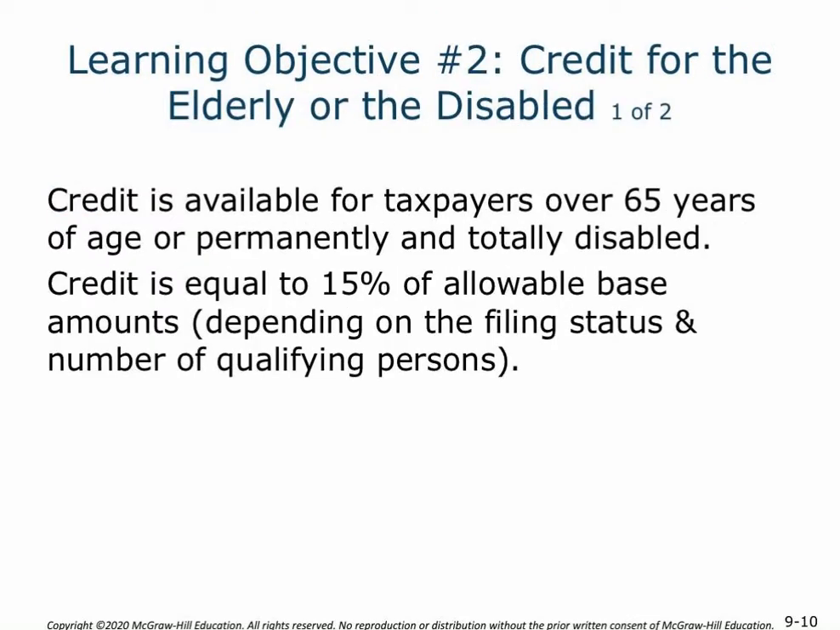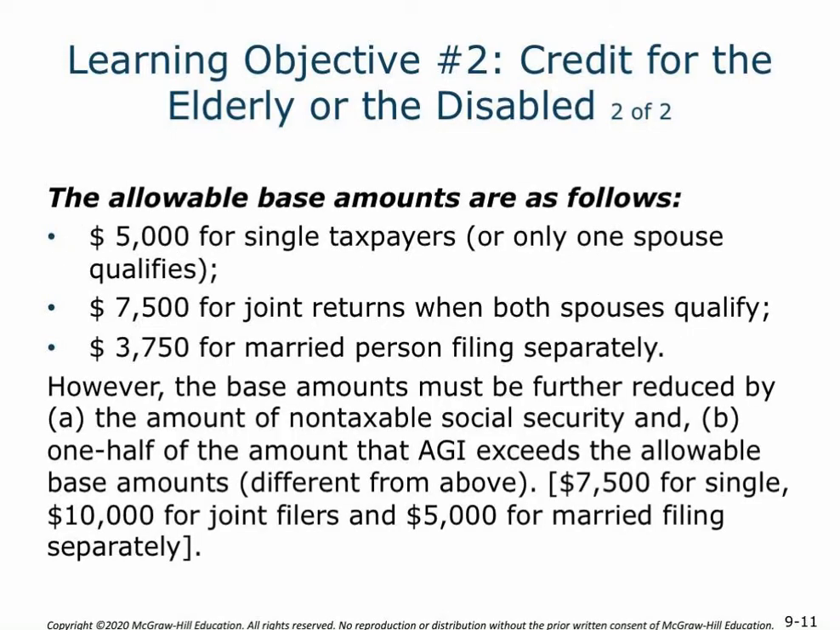Learning objective 2. Credit for the elderly or the disabled. So there's a credit that's going to be available for taxpayers over 65 or those permanently and totally disabled, which is going to be calculated by taking 15% times an allowable base. And we'll take a look at how you do that calculation, but it's important to set out that this credit's not going to be something that's fairly prolific, and part of the reason for that is that base amount is going to get reduced by non-taxable Social Security, and individuals that are either taxpayers over 65 or are permanently and totally disabled are often going to have some of this non-taxable Social Security that will end up reducing that base amount. We'll take a look at how that is calculated.